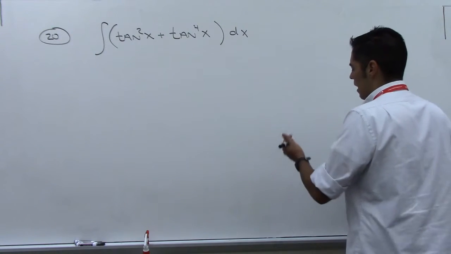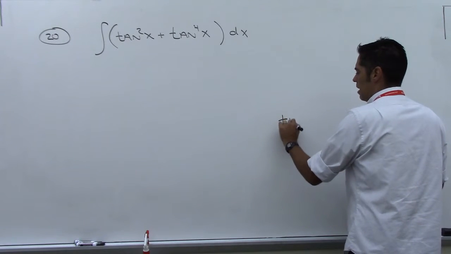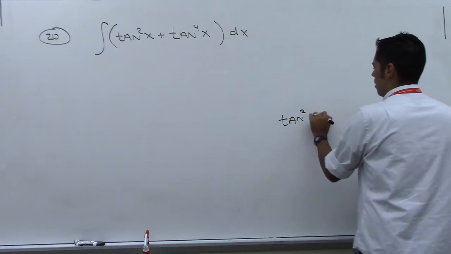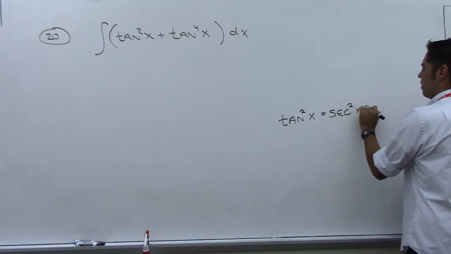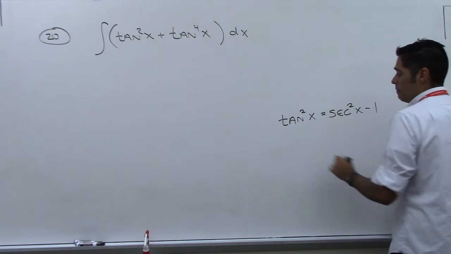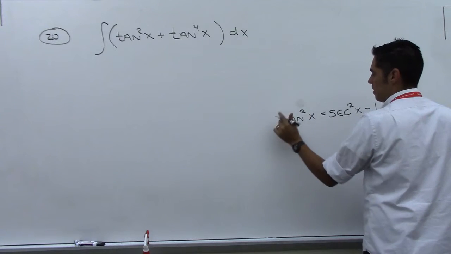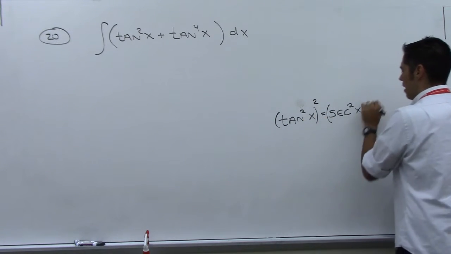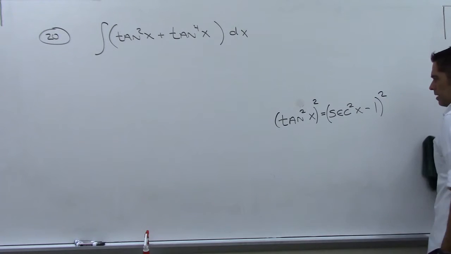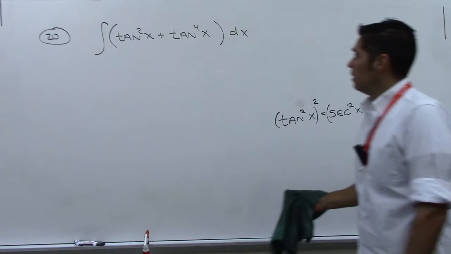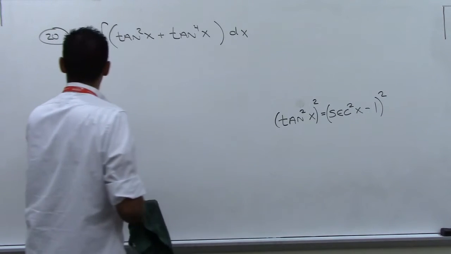The reason being that I can replace tangent squared x with secant squared x minus 1. I can do that, but if this was to the 4th power, then this would be the same as squaring this, and you'd have to expand that out, and that does not look fun. But let me just try some things here.